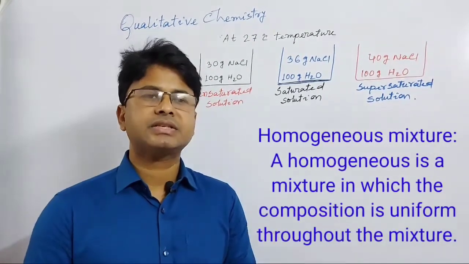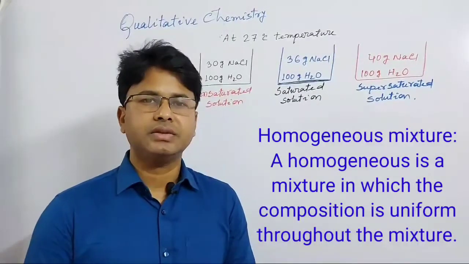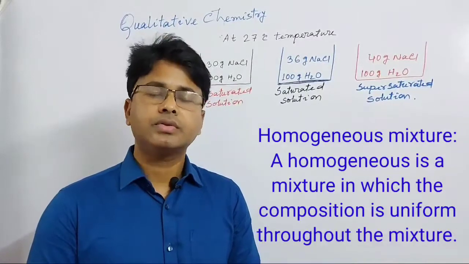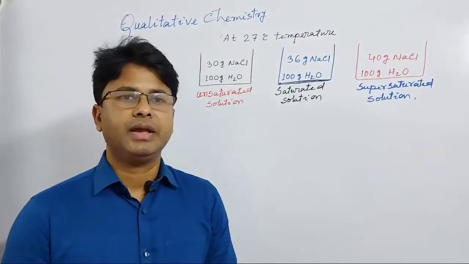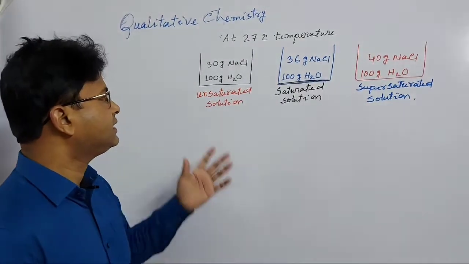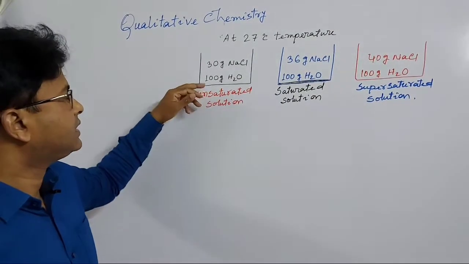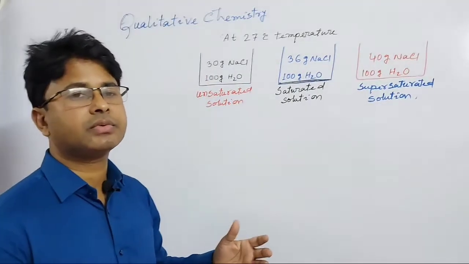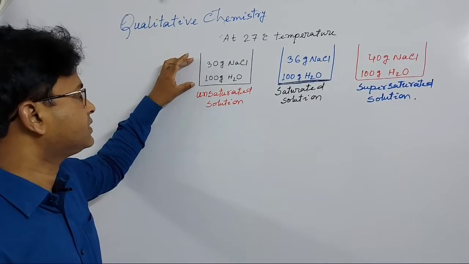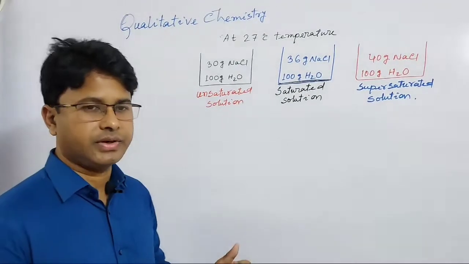A homogeneous mixture is a mixture in which the composition is uniform throughout the mixture. Example, all those are actually homogeneous mixtures. Here the mixture of sodium chloride, you know that sodium chloride is edible salt, and water. This is actually the aqueous solution of sodium chloride.